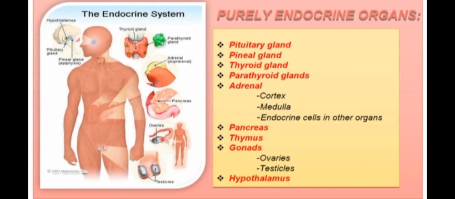Purely endocrine organs: pituitary gland, pineal gland, thyroid gland, parathyroid gland, adrenal cortex and medulla. Endocrine cells in other organs: pancreas, thymus, gonads, ovaries, testicles, hypothalamus.